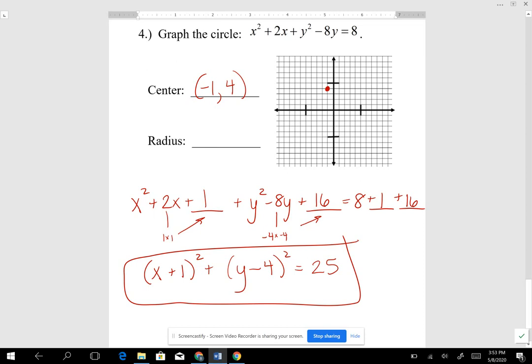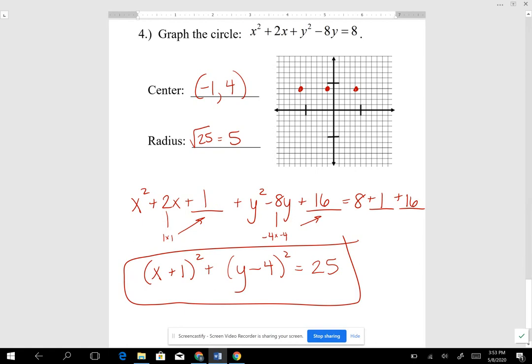All right, my radius, I have to square root 25. So my radius is 5. So that means I want to go 5 in every direction from the center. The center is not a point on my circle. So I start at the center. I go right, 1, 2, 3, 4, 5, dot. That's a point on my circle. Back to the center. Go left, 1, 2, 3, 4, 5, draw a dot.